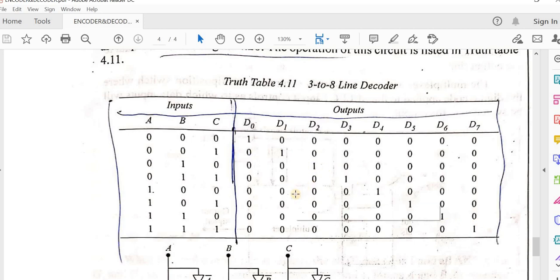When you try to remember this function table or truth table, you just need to remember that the diagonal elements are 1 and the rest are 0. And the input side is just the truth table for 3 variables. That means the first column is 0, 1, 0, 1, 0, 1, 0, 1, the second column is 0, 0, 1, 1, 0, 0, 1, 1, and the third column is 0, 0, 0, 0, 1, 1, 1, 1.